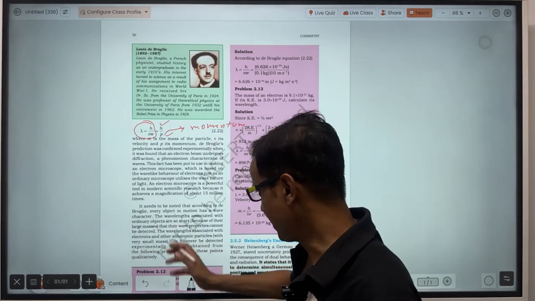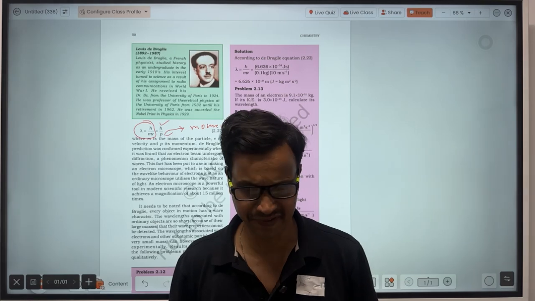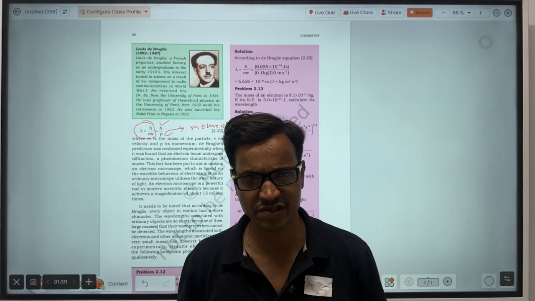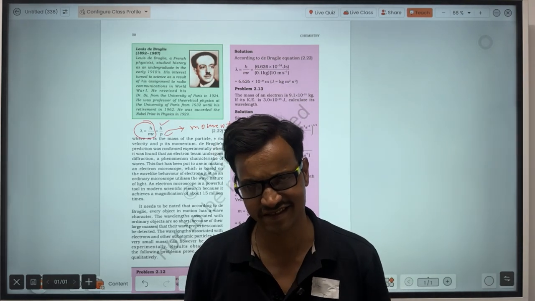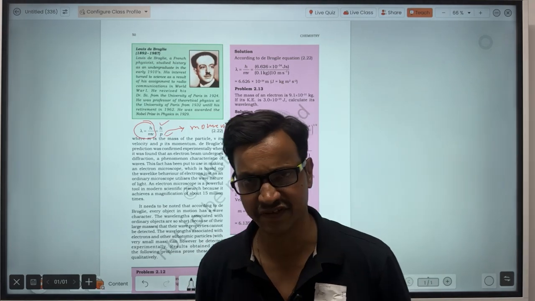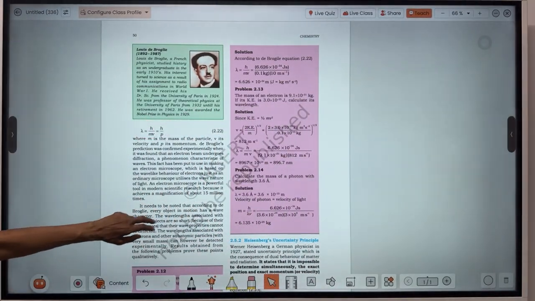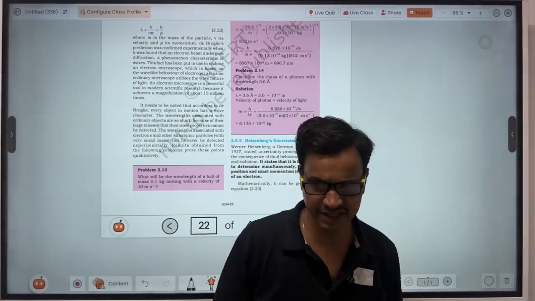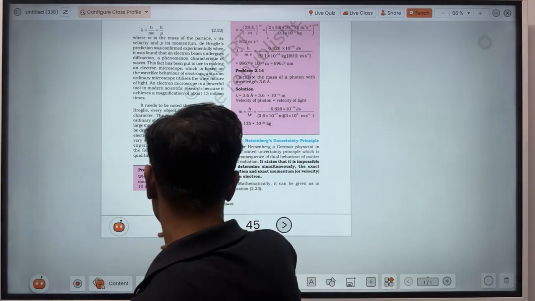For a macroscopic object, that is an object we observe in our day-to-day life and whose mass is large, the value of the wavelength is so small that it is difficult to observe. This will be discussed through the numericals, and then you will realize that any object in motion also possesses the wave characteristic. So let's see this question.